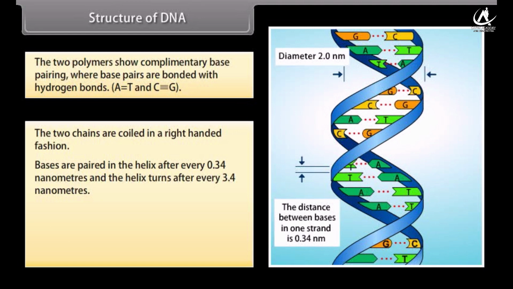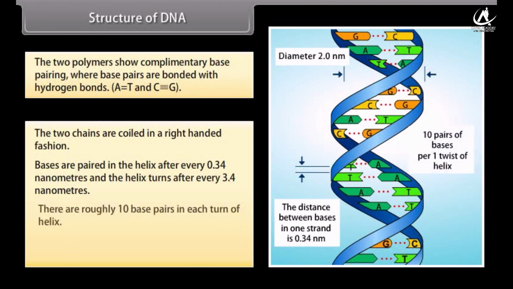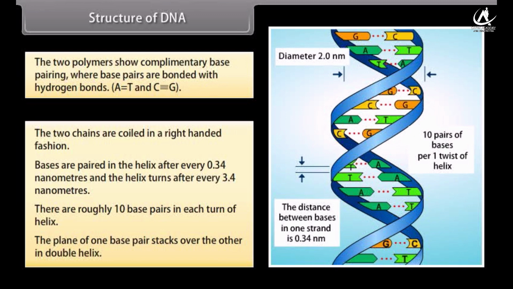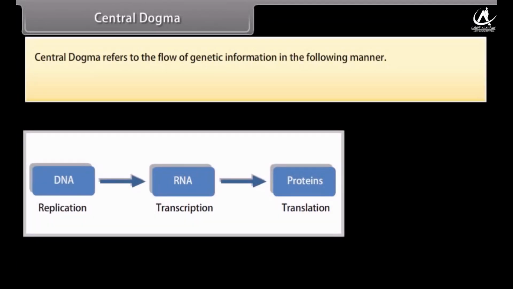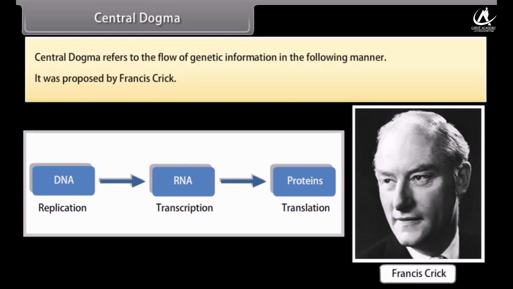Bases are paired in the helix after every 0.34 nanometers and the helix turns after every 3.4 nanometers. There are roughly 10 base pairs in each turn of the helix. The plane of one base pair stacks over the other in the double helix. Central dogma. Central dogma refers to the flow of genetic information in the following manner. It was proposed by Francis Crick.